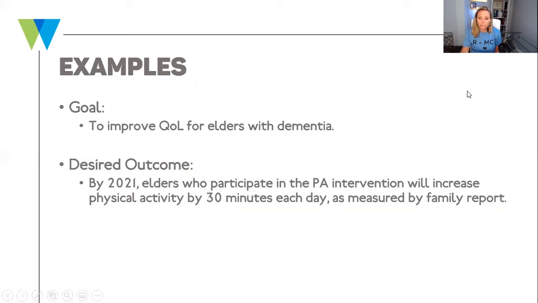For example, if the impact we're trying to make is to improve the quality of life for elders with dementia, then a possible desired outcome could be: by 2021, elders who participate in a physical activity intervention will increase physical activity by 30 minutes each day as measured by family report. So let's break that down.